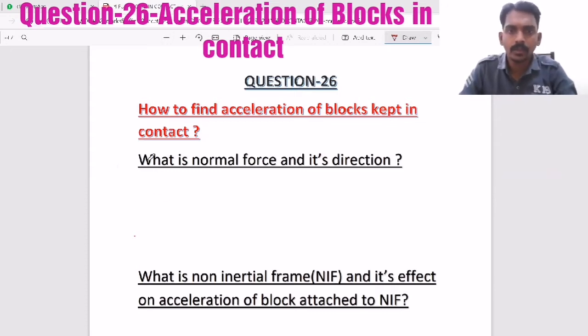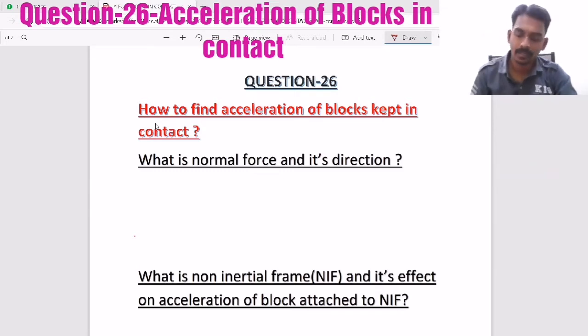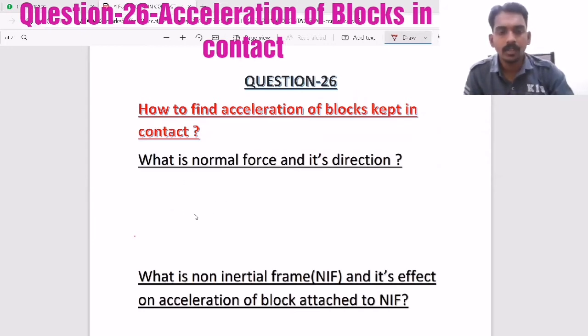Now we are going to study question number 26, related to the acceleration of a system of blocks kept in contact. Last class we saw the acceleration of a system of blocks connected with a string. Now we are going to see the acceleration of blocks kept in contact. To understand these questions, the one thing we need to understand is the normal force and especially its direction.